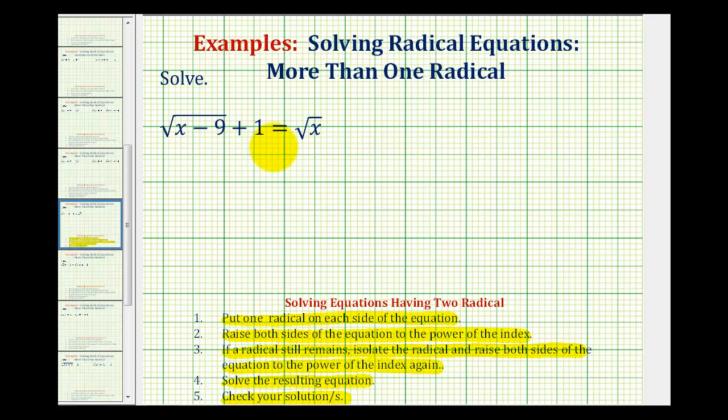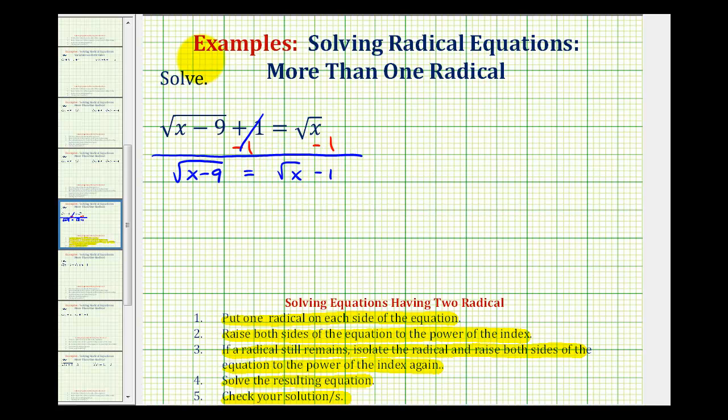So looking at our equation, notice how we have a square root on both sides of the equation, so we could square this in its current form, but I think squaring both sides will be a little bit easier if we isolate the more complicated square root, which in this case should be the square root of x minus 9. So let's start by subtracting 1 on both sides of the equation. We don't have to do this, but I think it'll make our work a little bit more manageable. So now we'd have the square root of x minus 9 equals the square root of x minus 1.